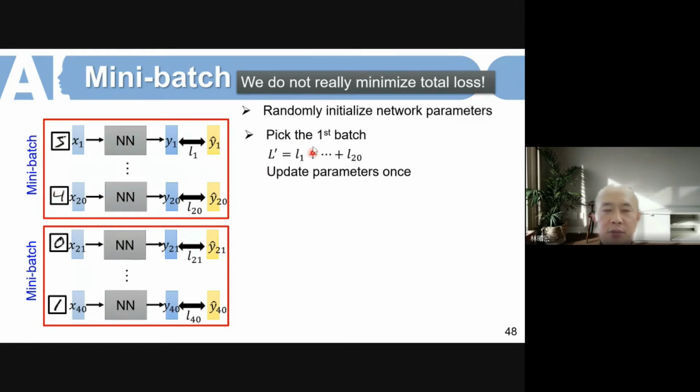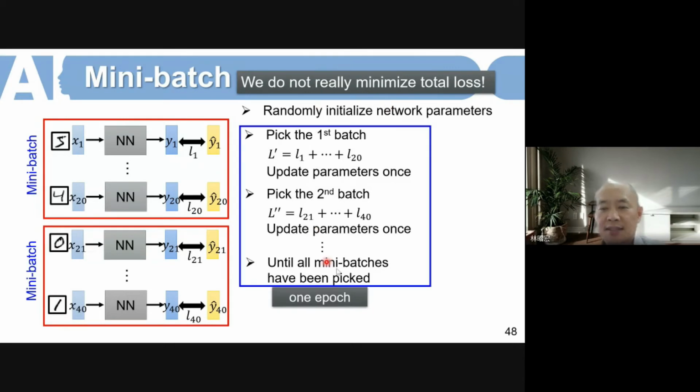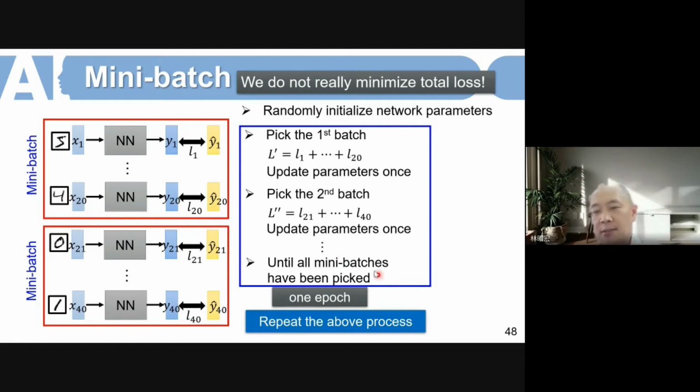Use the loss to update the parameters. Then select the second batch, calculate the total loss of the second batch, the second examples. Update the parameters again until all mini batches have been selected. The whole process is called one epoch. So you will repeat the above process until convergence. This is the process of training.